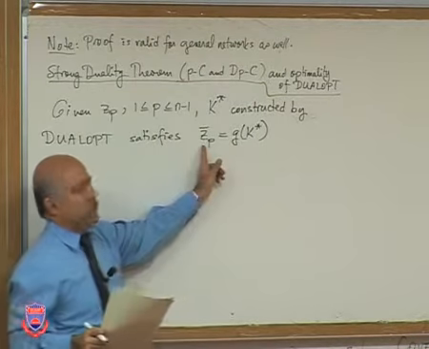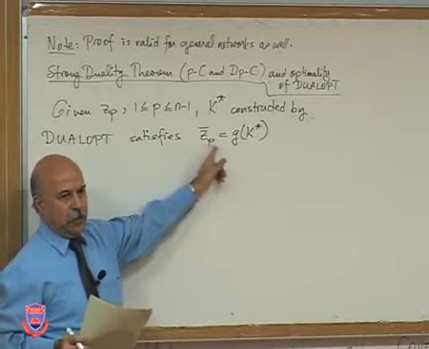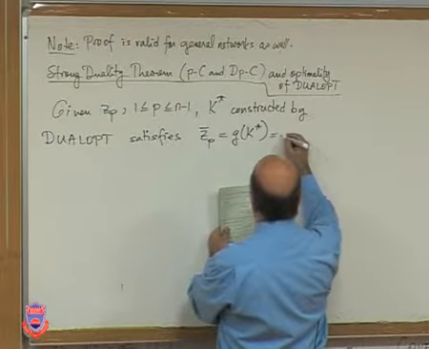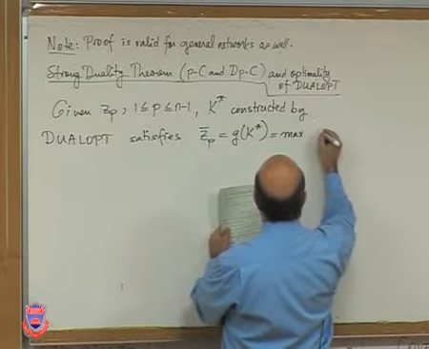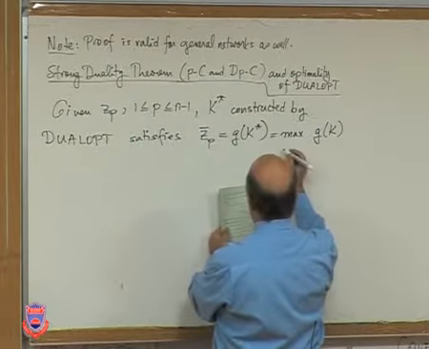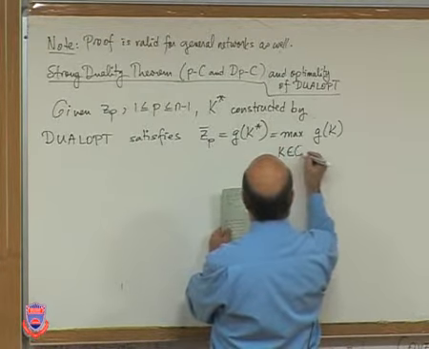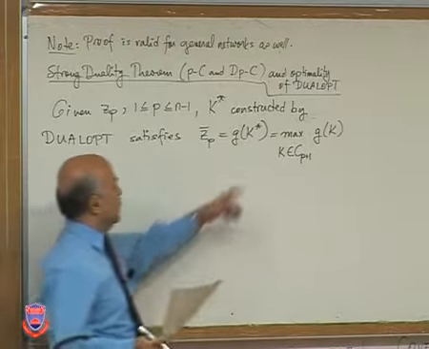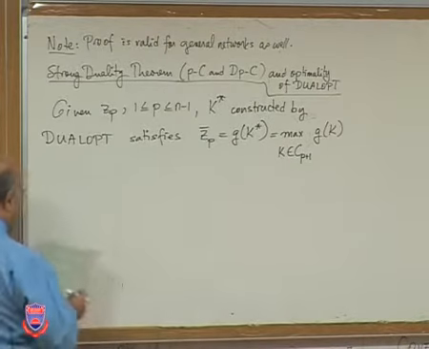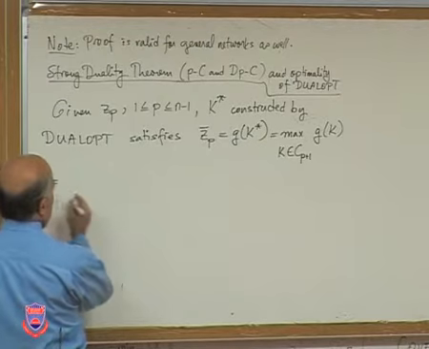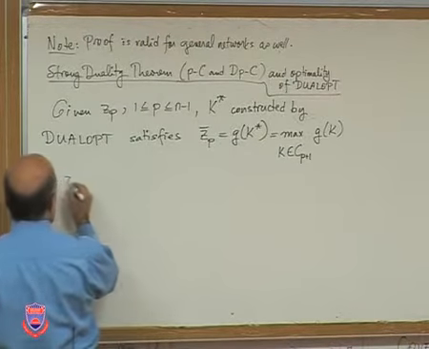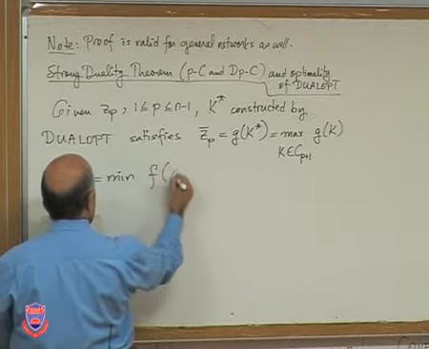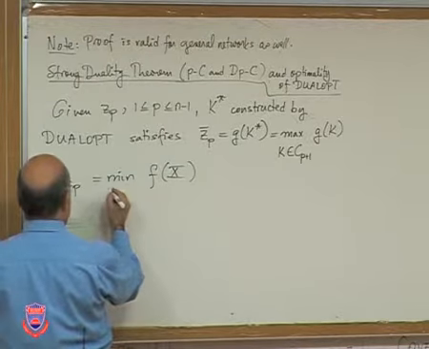K star is an optimal solution to the dual problem, so it achieves the optimal objective value. So it does maximize g of k over all those k in Cp plus 1. That was the definition of the dual problem, okay? So g of k star is also equal to Zp, which is equal to the minimum objective value of the P-center problem.